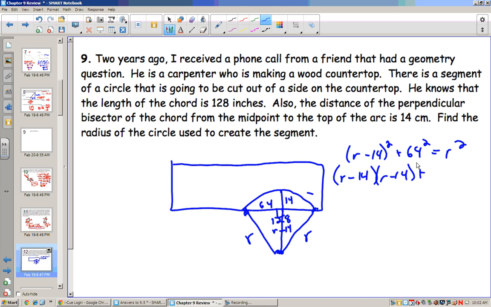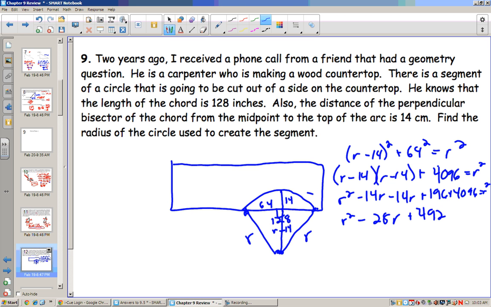Now if I square this out, 64 squared is 4,096. So this will be r squared. The insides would be minus 14r. The outsides will be minus 14r. The last will be plus 196. So this would be r squared minus 28r. Add these two together, and we get 4,292.